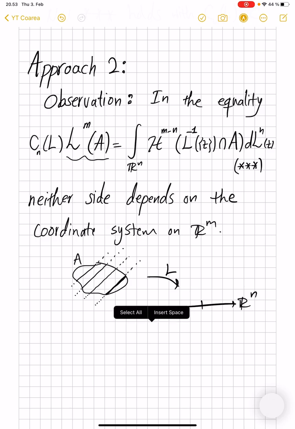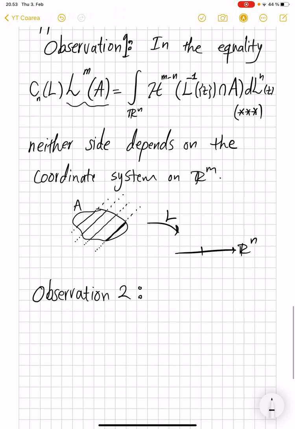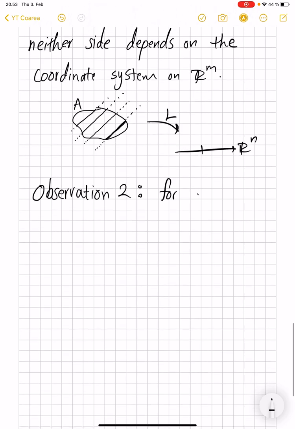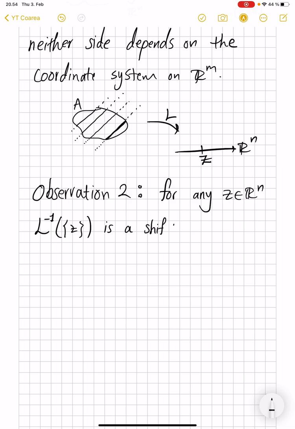Okay, the next observation, if I may call it, is that for any z in Rn, so you have to imagine these z's being in this space, L inverse of z is a shift of the kernel of the linear map L, which we will denote K throughout.